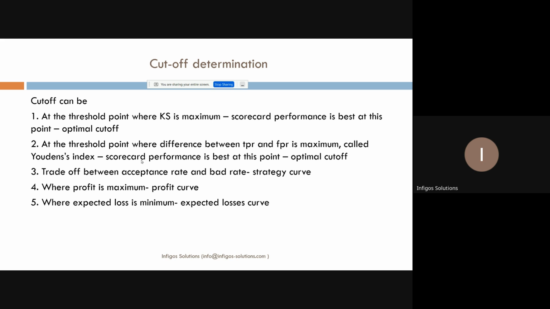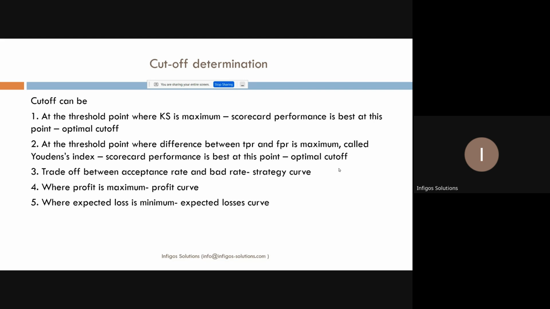The second thing which you do is you try to find the maximum difference between true positive rate and false positive rate. And that particular point is called Jordan index. Jordan index means scorecard performance is best at this point. This is again an optimal cutoff.